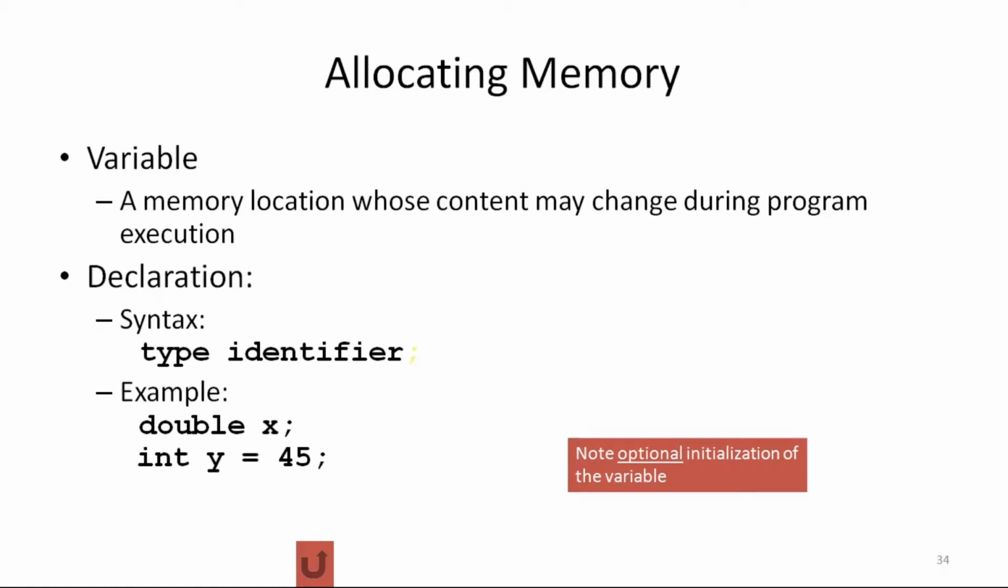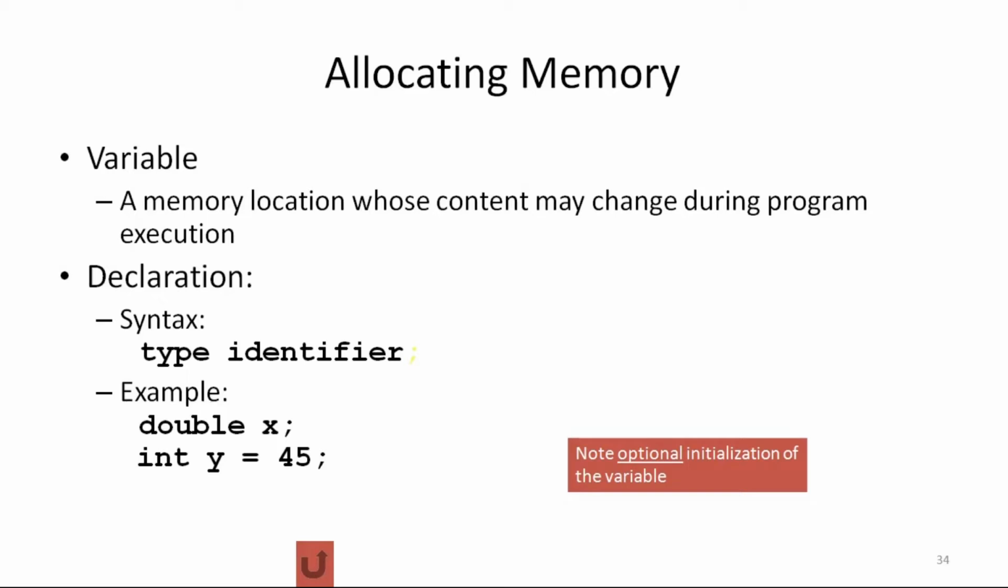Data type. X is a variable, a memory location. What is a declaration? The syntax of a declaration is: type identifier. Declaration is to declare the memory location. Declaring a memory location means assigning a variable.